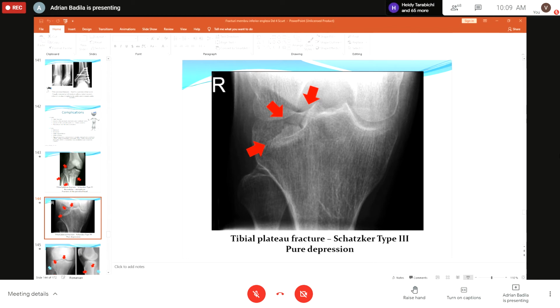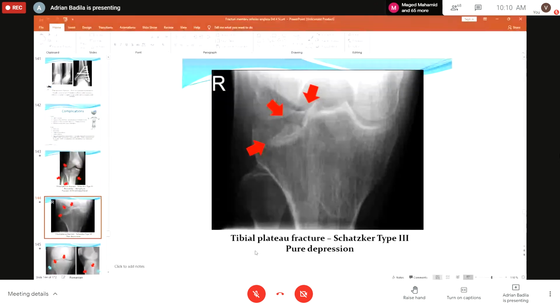It's a Schatzker type 3 fracture. It's a fracture located in the lateral hemiplateau, and it's a pure depression. We don't have any split in this case. The treatment will be lifting of the articular surface, introduction of a spongious structural graft in the remaining cavity, and fixation by plate and screws.